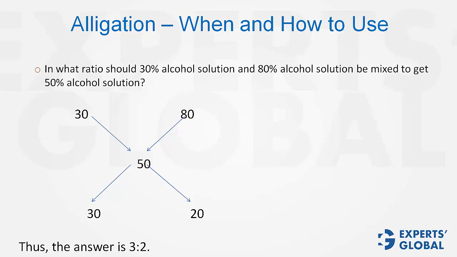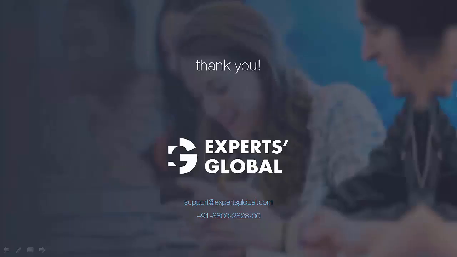An intuitive way of looking at it can be 30 and 80. See, the average is 55. But the result here is 50. That means the 30 quality has to be higher, because the result is inclined towards 30. This was the concept, guys.